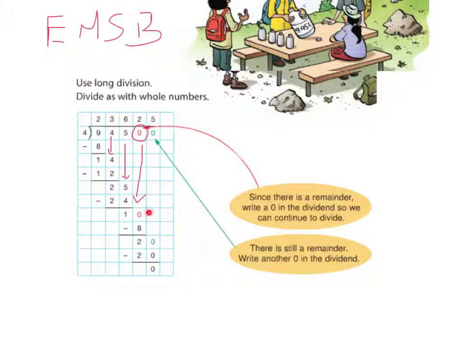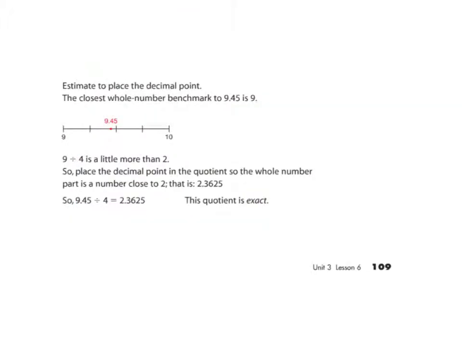And then I keep going. Now it's 10. 4 times what is close to 10? Well, 2. 4 times 2 is 8. I subtract. I'm left with 2. I have to bring something else down. Again, there's nothing there, so I add in another 0. And I bring it down, and now it's 20. So how many groups of 4 can 20 be divided into? Well, 5. So 4 times 5 is 20. Subtract is 0. I have no remainder left. I'm actually done. Now again, we estimate to place our decimal.